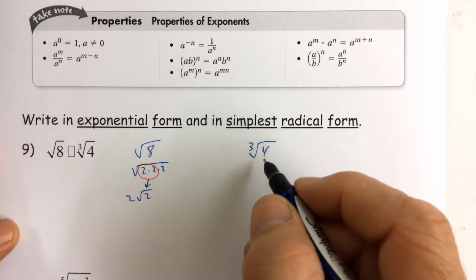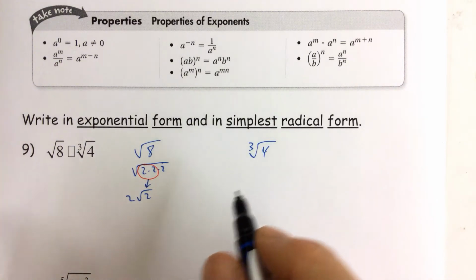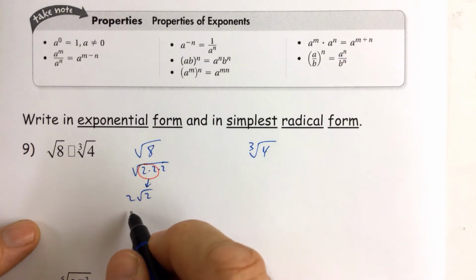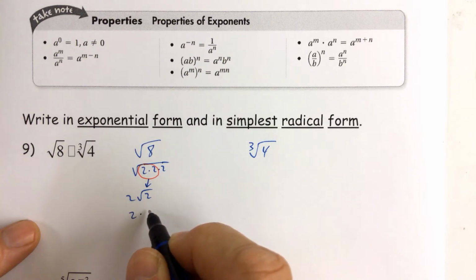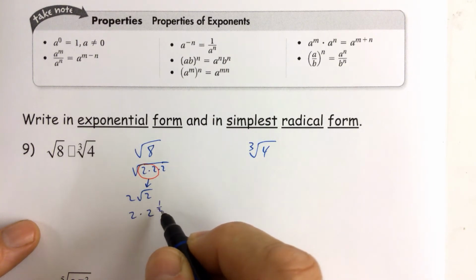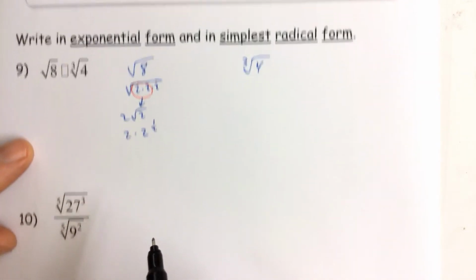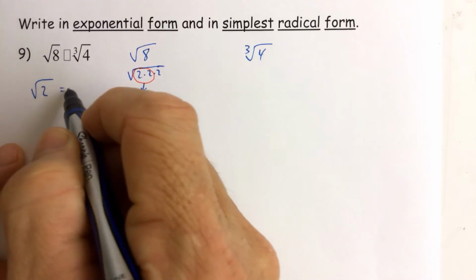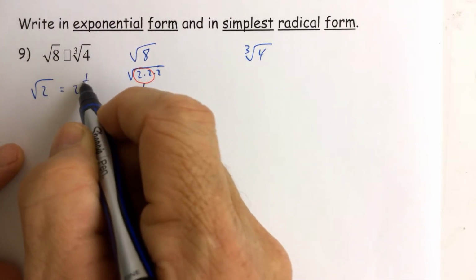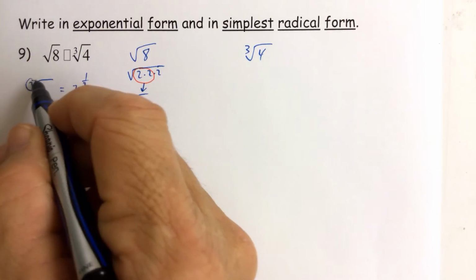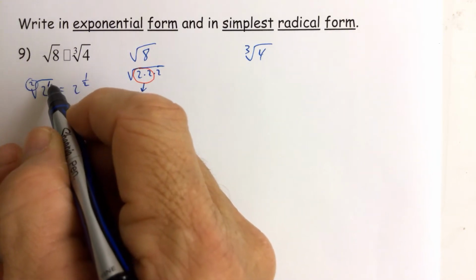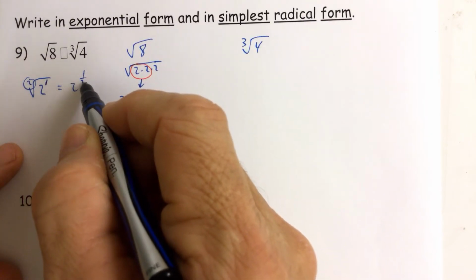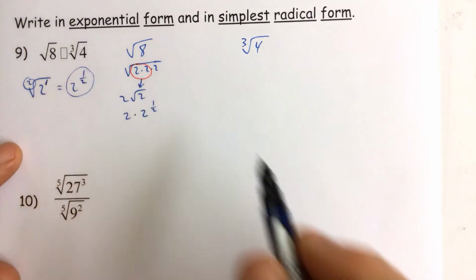Cube root of 4 is simplest radical form. But then how would we write this using exponents? Well, 2 radical 2 is the same as 2 times 2 to the 1/2. Maybe that went a little fast. But we know that radical 2 is the same as 2 to the 1/2, because the root is a 2, the exponent is a 1, and you write the exponent divided by the root, and that's what we talked about in the last video.